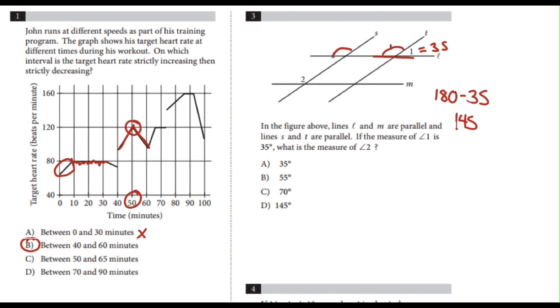All of the angles that I'm pointing out in red all share the same angle measure. So since this angle measure is 145, angle 2 would have this exact same angle measure. So the answer for number 3 is going to be D.